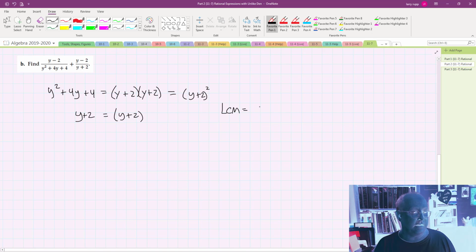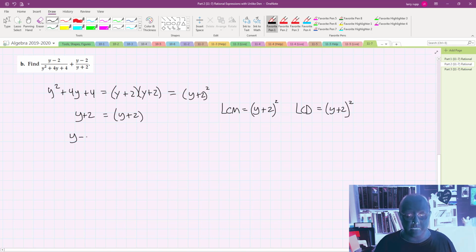Yeah, what is it? It happens to be y plus 2 squared. Which means then our LCD is equal to y plus 2 squared. Okay, great. We come back to our original problem, and I'm going to rewrite it.